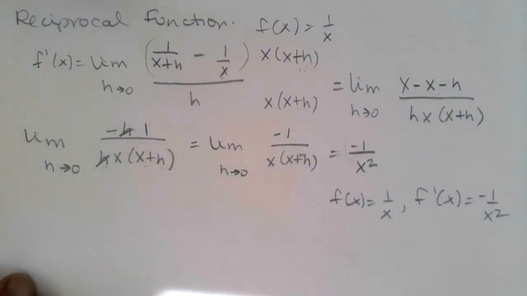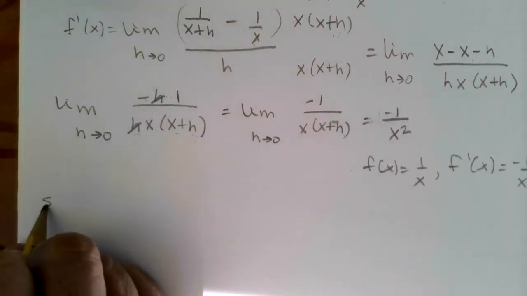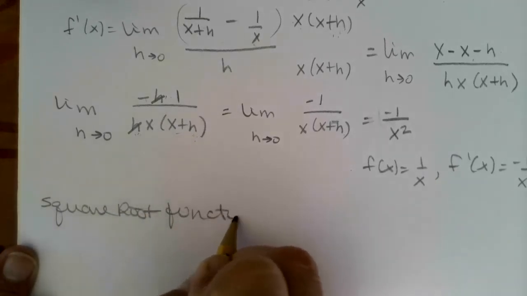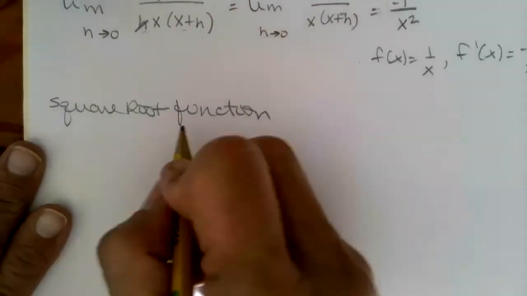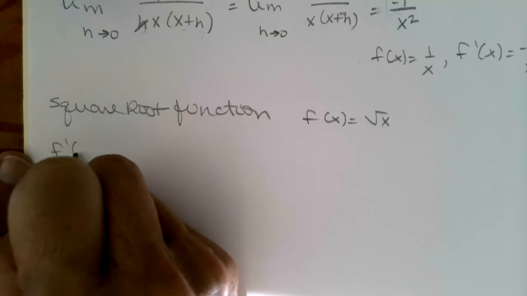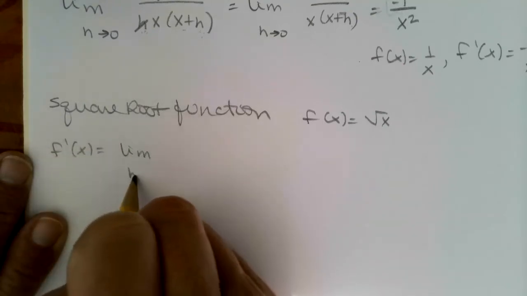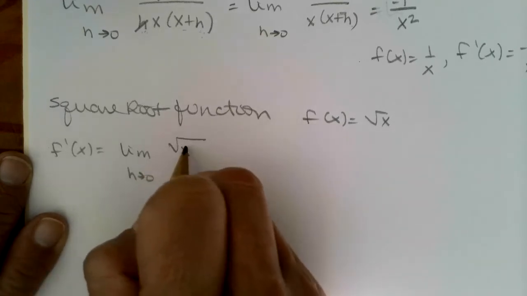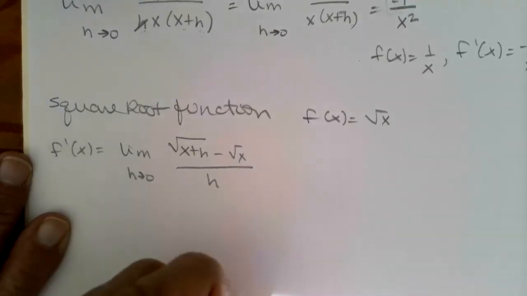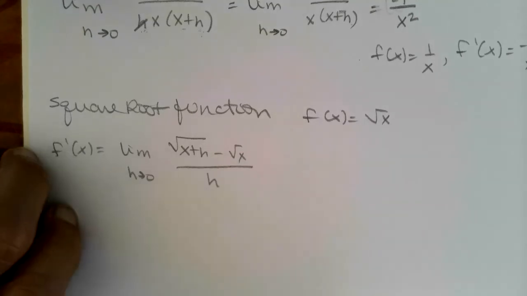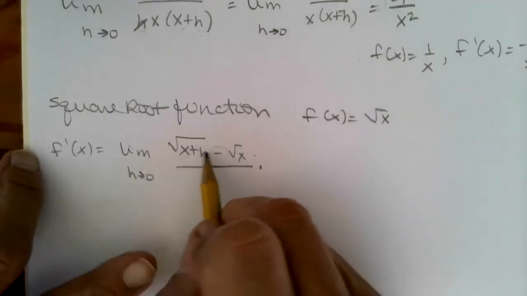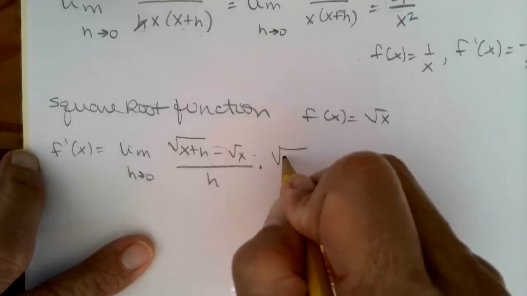Okay, so let's just do 2 more. We'll do the square root function. I think I can fit it all on this page here. So f of x equals square root of x. So f prime is defined to be the limit as h approaches 0 of f of x plus h minus f of x over h. So what was our strategy when we had radicals in our difference quotient? We multiply top and bottom by the conjugate. So conjugate, same 2 terms, you change the sign in the middle, between the 2 radicals or between the radical and non-radical.